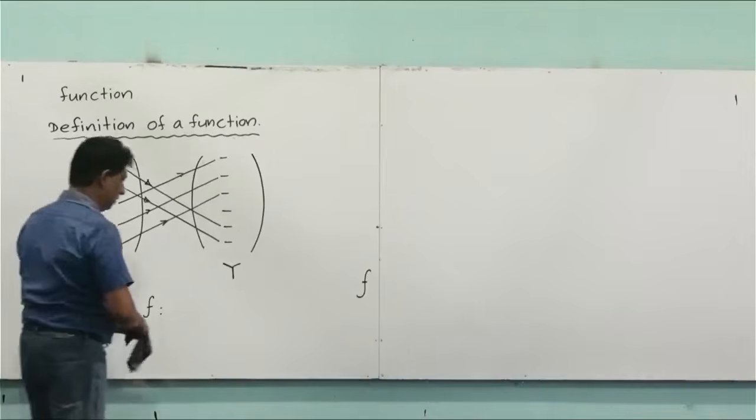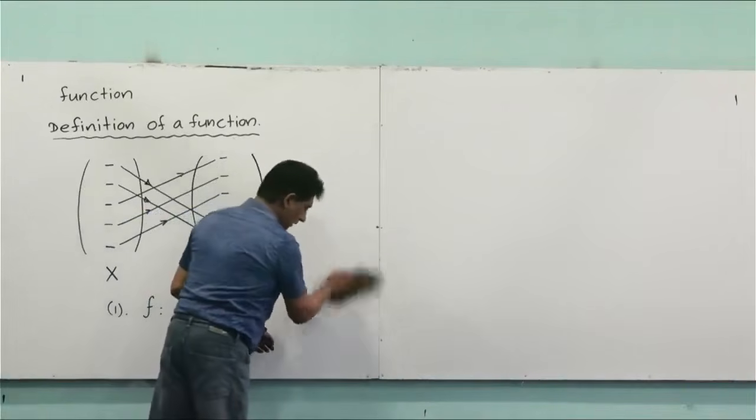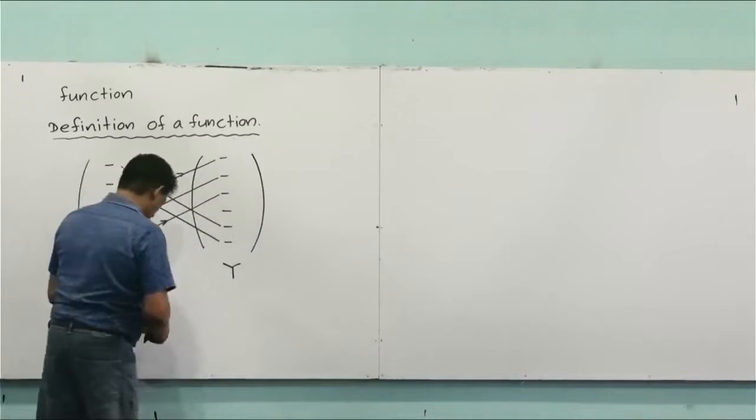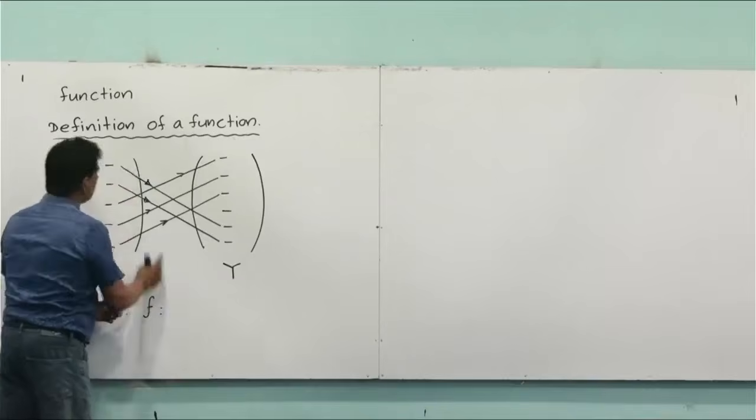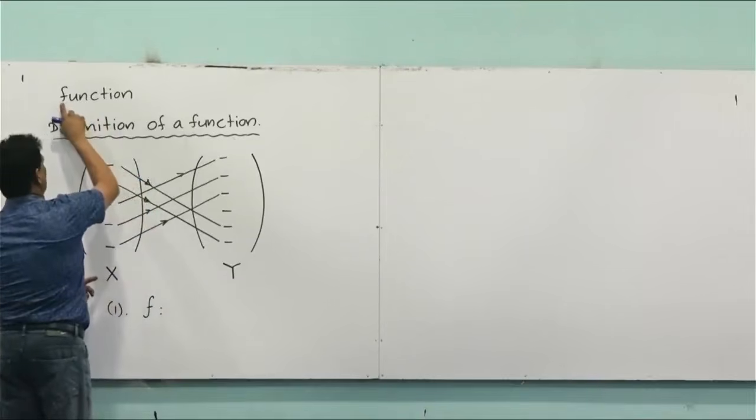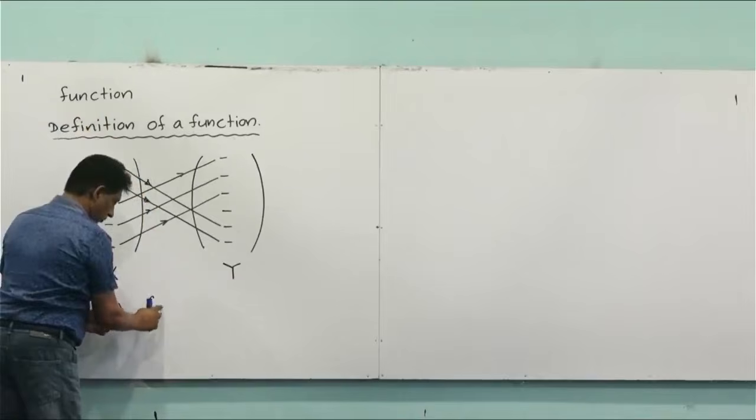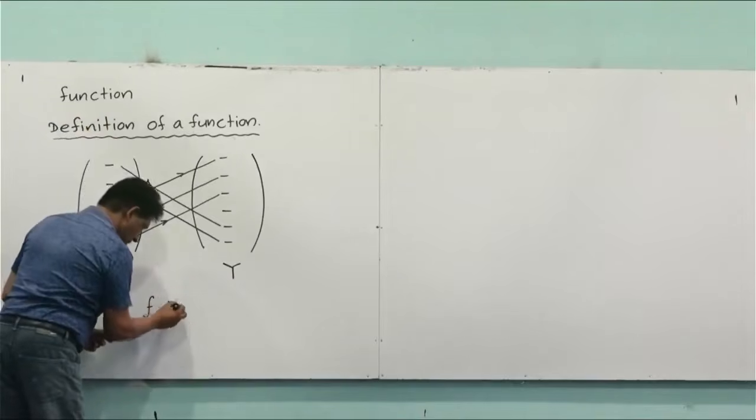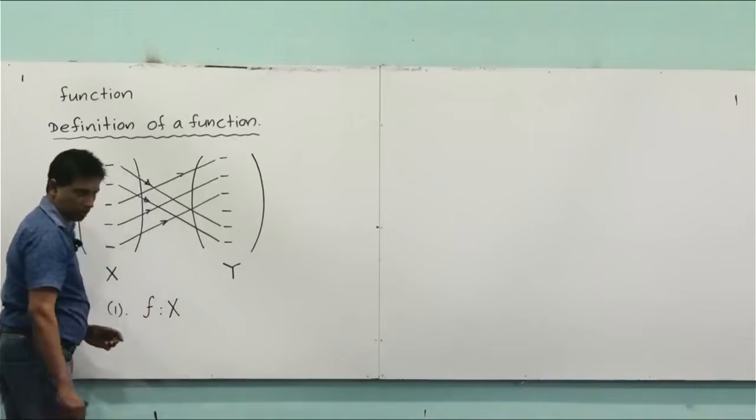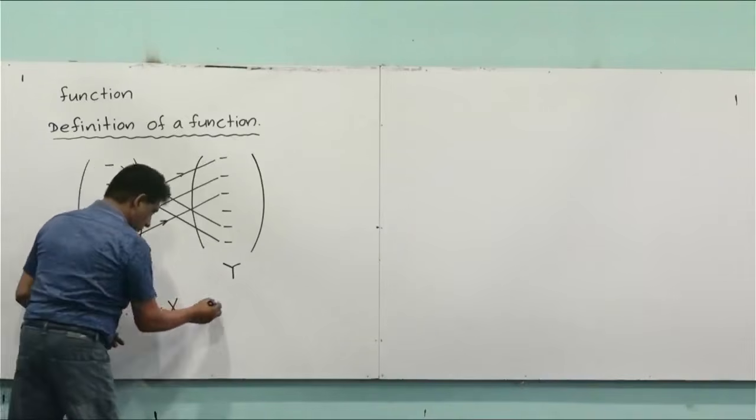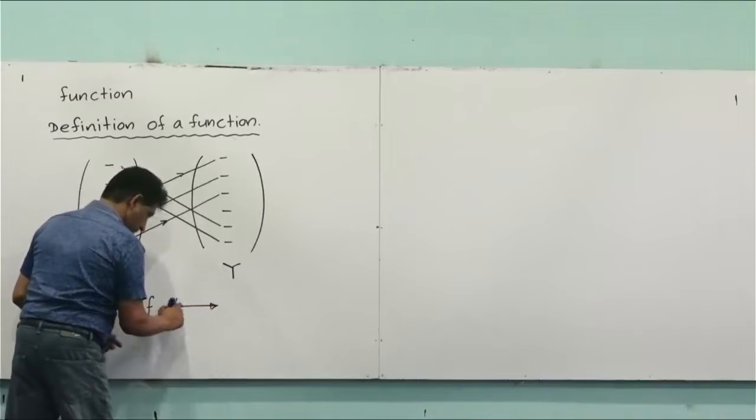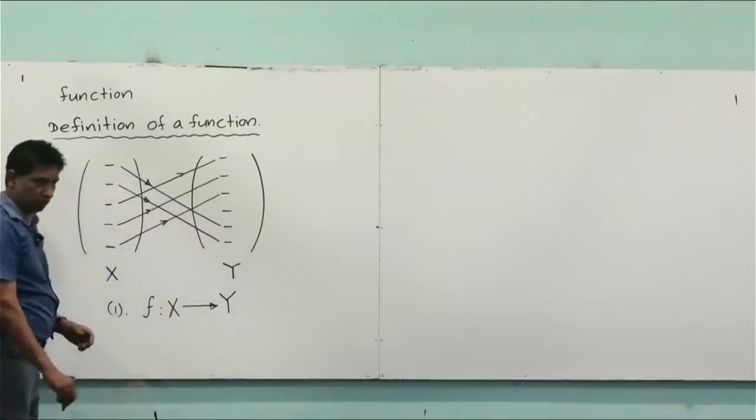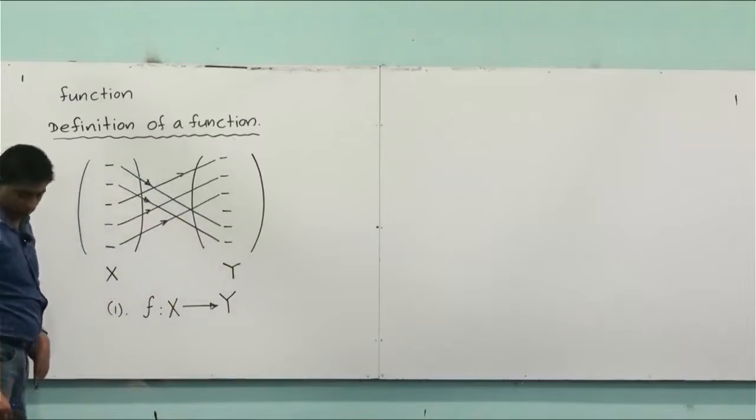But in A-level mathematics, for that letter we just write simple F, right? First we put the function name's first letter and two dots. Then we write the first set name, capital X. Then you put an arrow like this. Then we put the second set. This is the first notation.